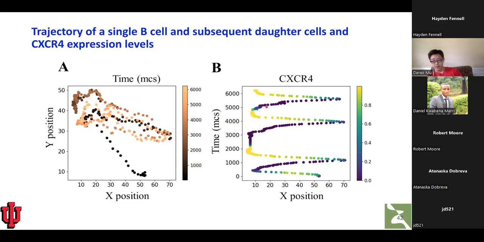Figure B is similar, but instead depicts the change in CXCR4 level as time goes on. So the CXCR4 level increases as the B cell is heading towards the dark zone, which makes sense because it is supposed to follow the chemotaxin gradient CXCL12.